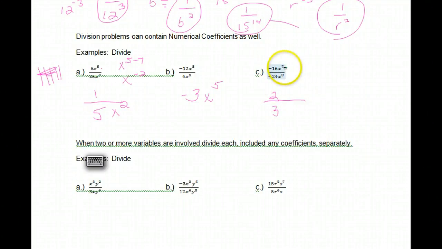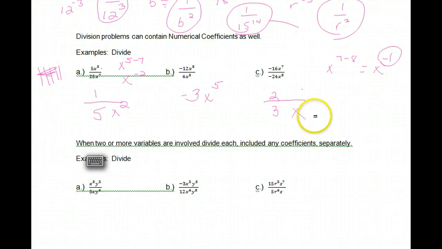And now we must focus on the x's. So if I had x to the 7 minus 8, that gives me x to the negative 1. Do we want to put that x to the negative 1 in the numerator or in the denominator? Well, since it had a negative, I don't want to put it in that numerator. I want to put it down in the denominator. So I have 2 over 3x.